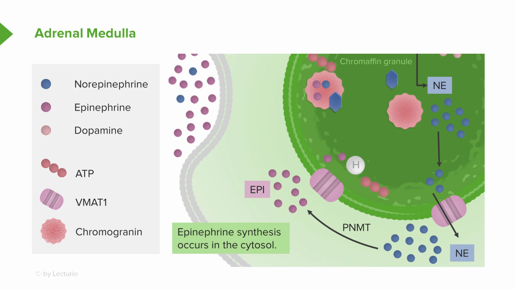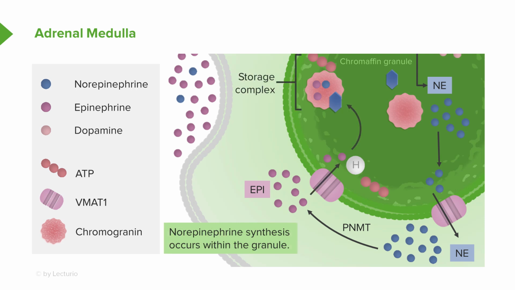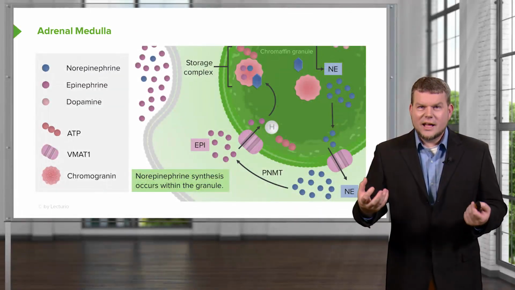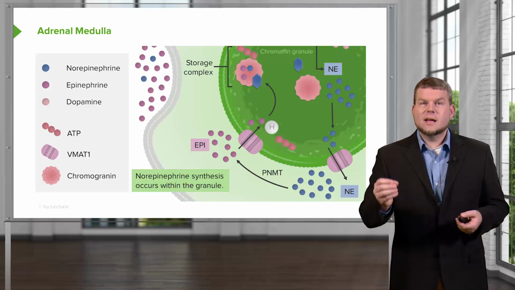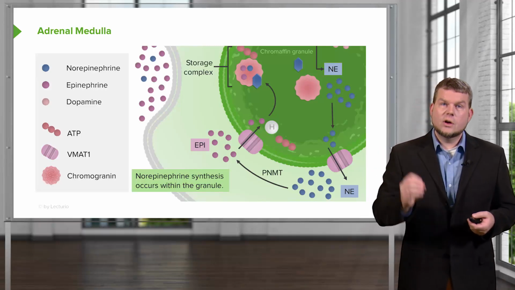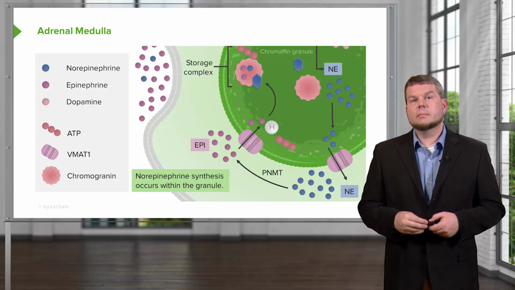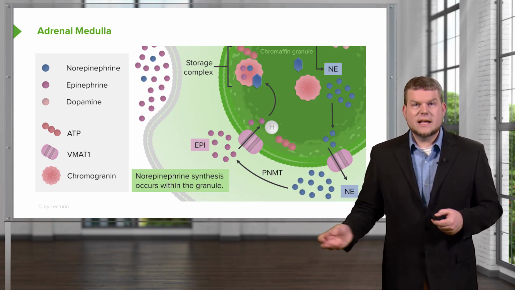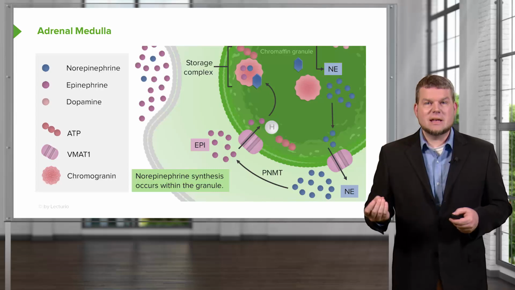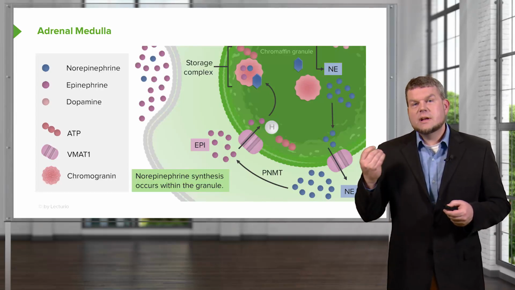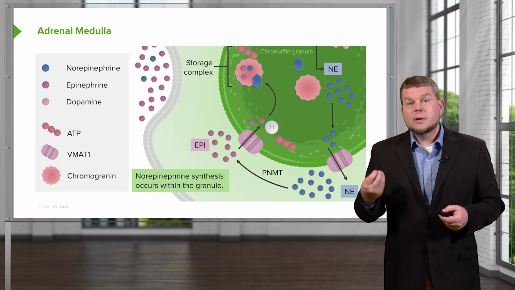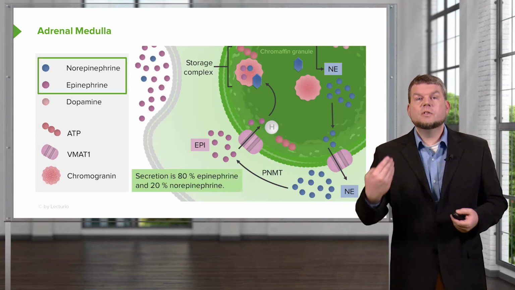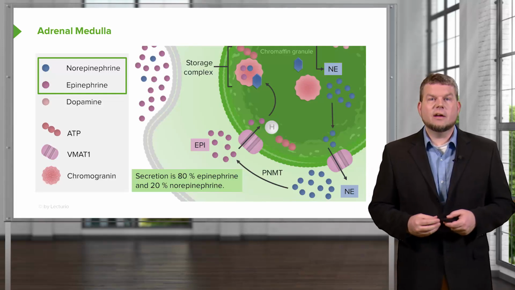And then interestingly, it's moved back out into the cytosol again. And you may ask yourself, well, that's an odd process, but it's where the enzyme was located to convert dopamine into norepinephrine. Once you have norepinephrine out in the cytosol, you use an enzyme to convert it into epinephrine. Now it is epinephrine that is the form in which we're going to release it in the highest quantity. That's moved back in to the chromaffin granule.